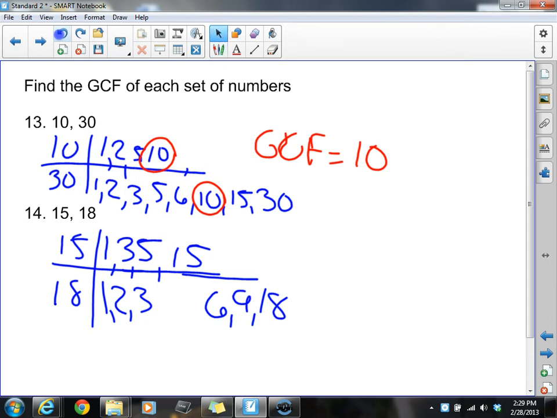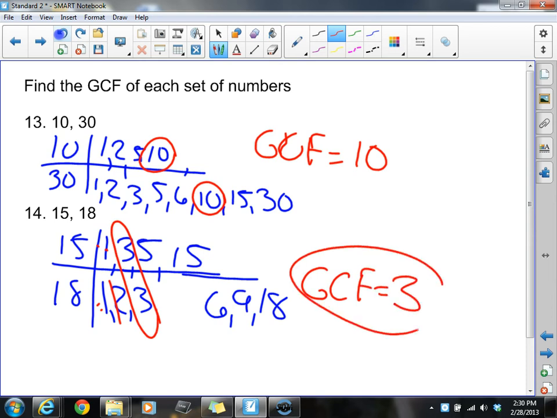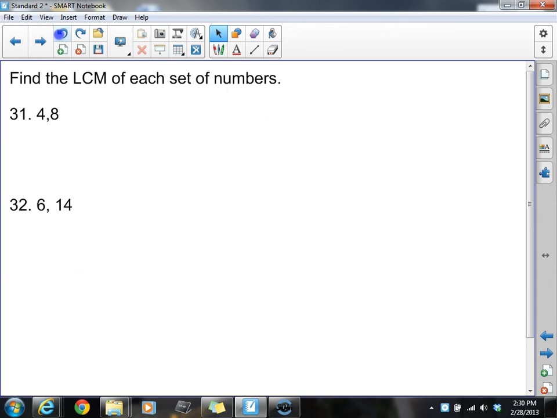Now I'm going to look for common factors once again. I see 1, that's a common factor, not the greatest common factor, but a common factor. No 2, there's a 3. No 5, no 15. So there we go, ladies and gentlemen, my greatest common factor equals 3 in this case. So that is greatest common factor.